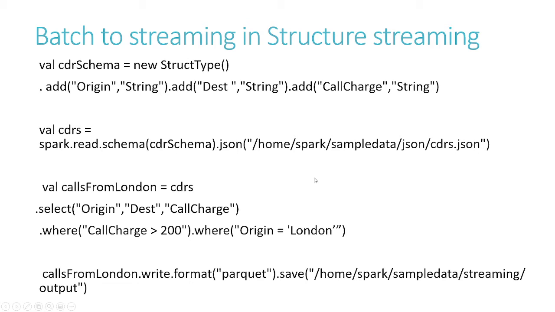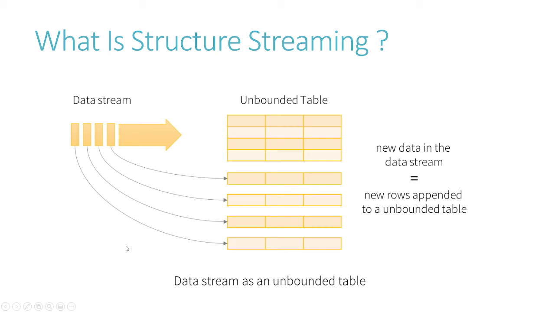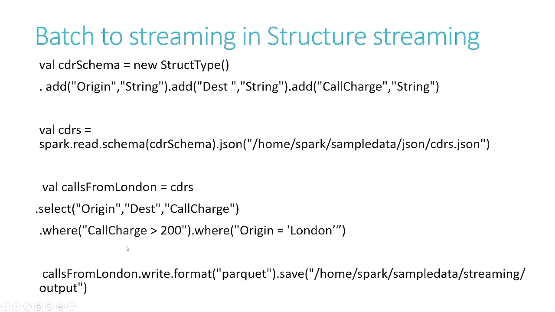Now consider that you have a batch job like this. We have some data which has origin, destination and call charge, so this is telecom kind of data, and you are reading a JSON file. This is a batch job, you are doing some where clause in this, and you write it into the output location in Parquet format. So this is what your batch job is.